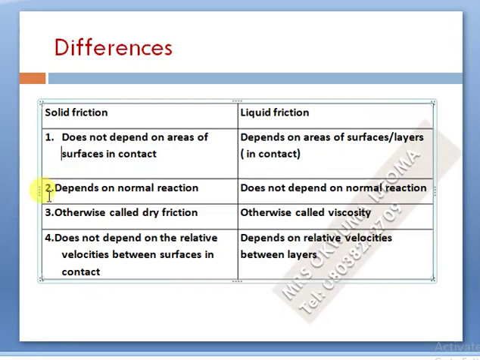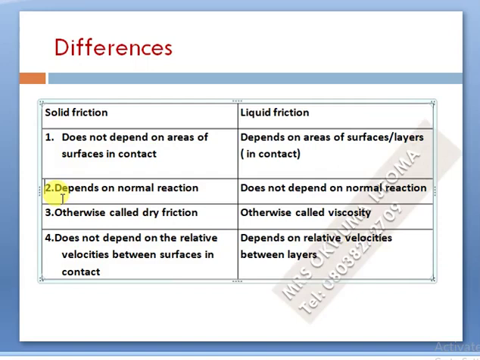Now, number 2, it depends on normal reaction. This is another law, one of the laws of solid friction. Remember, for solid friction, we say that it depends on normal reaction. When you have solid friction for an object on a horizontal table, or the object is inclined, you find out that the forces acting on it, number 1 is the weight of that object acting downward.